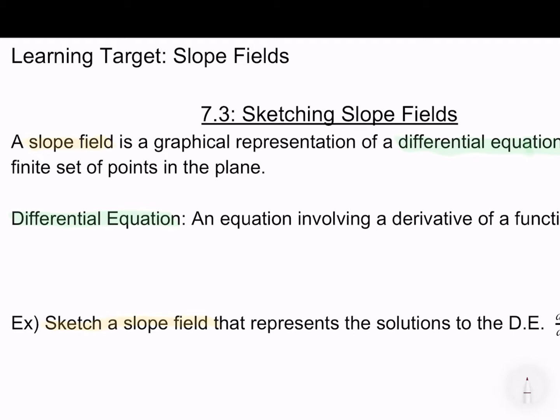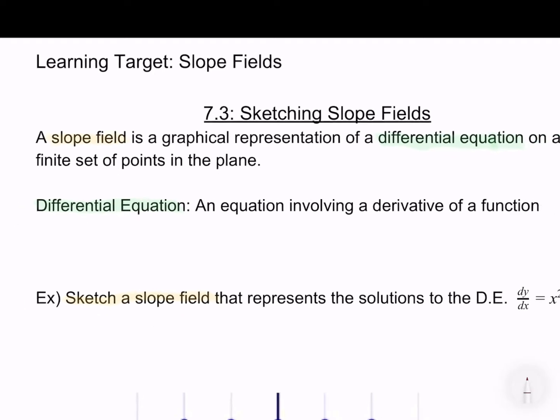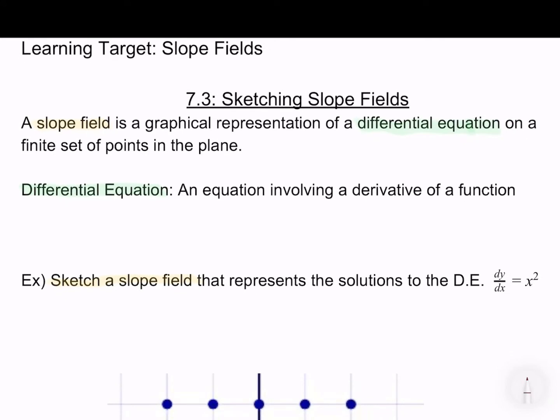So slope fields, we have the definition right here. This is a very formal definition that I want to help explain to you. It says a slope field is a graphical representation of a differential equation on a finite set of points in the plane. I know that's a lot of vocabulary, which is why we're going to break this down. First of all, I want to remind you what a differential equation is.